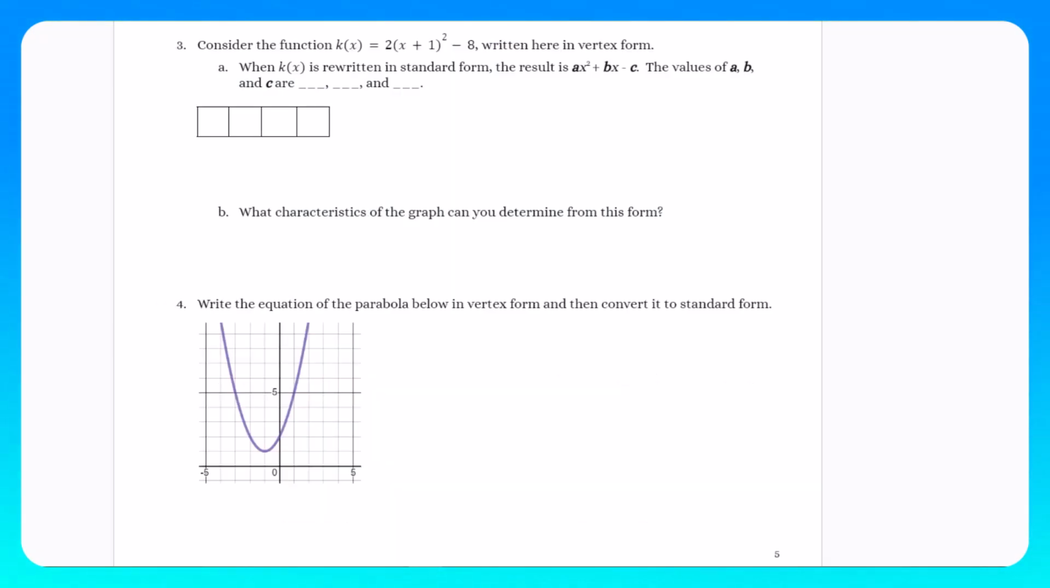Okay, so now let's look at question 3. It's asking us to consider k of x. Remember that it doesn't always have to be f of x. It can be any name. So here we have k of x. So k of x equals 2 times x plus 1 squared minus 8, and it's written here in vertex form. It's asking us to rewrite this in standard form. We've actually done this before. What we're going to do is we're just going to FOIL out that binomial that's squared and simplify.